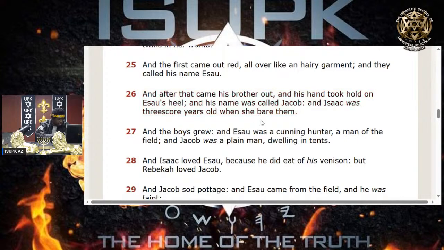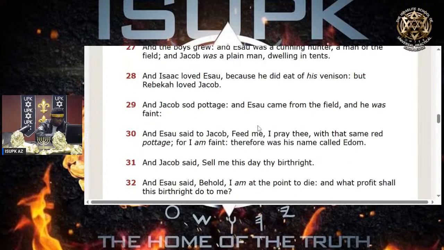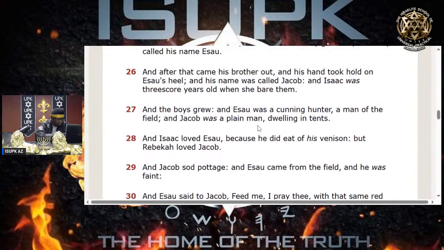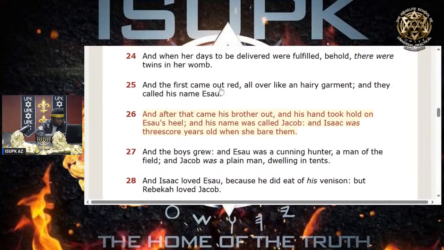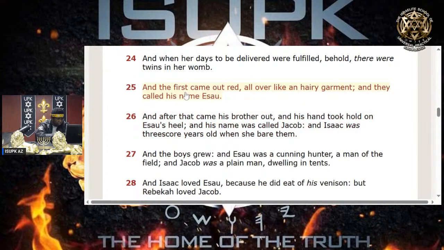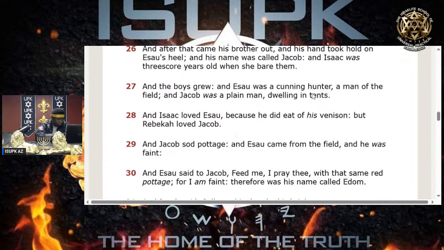The brothers. Like I said, it's where they talk. It's where you hear about them. They're twins, right? So it talks about Esau. The first came out like a hairy garment. They called his name Esau. That's why they called him that, that's what his name means, a hairy garment.